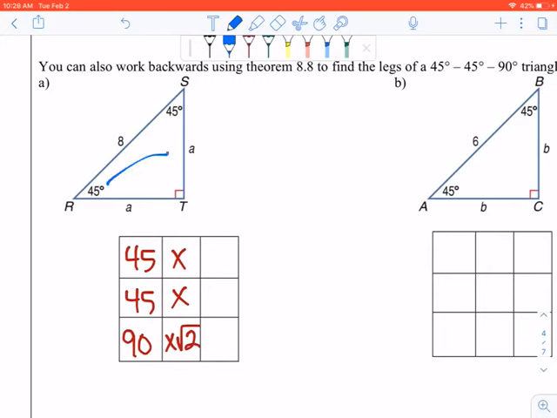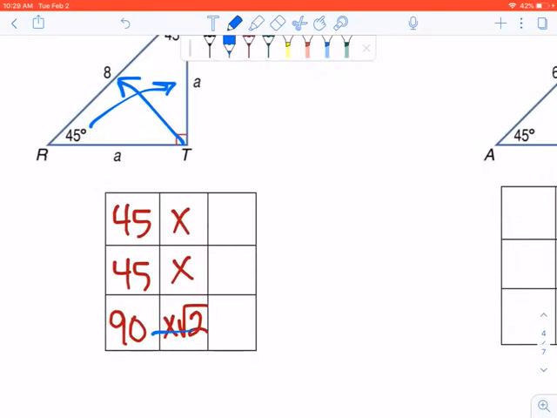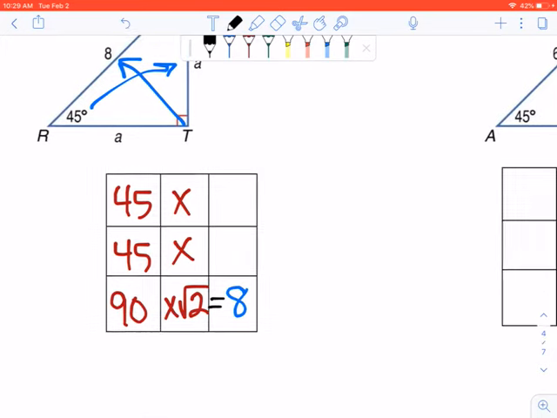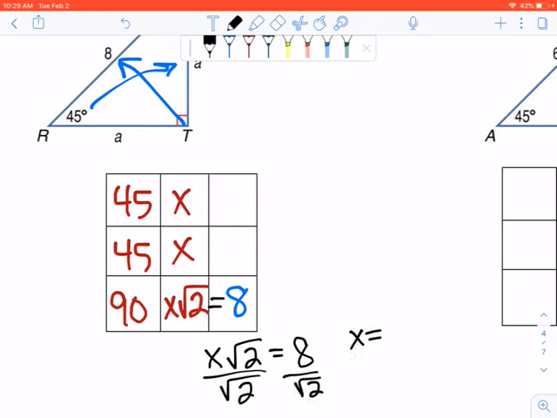Now, rather than having what's across from 45, this time I have what's across from 90. So across from 90 in my chart is right here. That's going to be 8. I'm going to erase the arrow so we can use this. I need to figure out what is the x in my chart in order to get what's across from 45. So this is really an equation. These two things are equal. So I'm going to solve this equation. I have x root 2 equals 8. To solve the equation, I need to divide both sides by root 2. And we get x equals 8 over root 2.